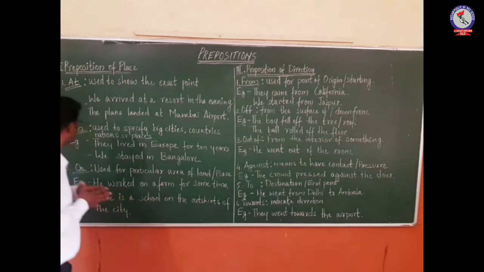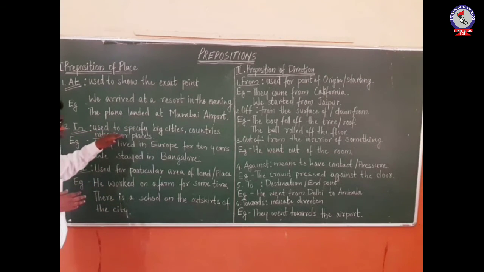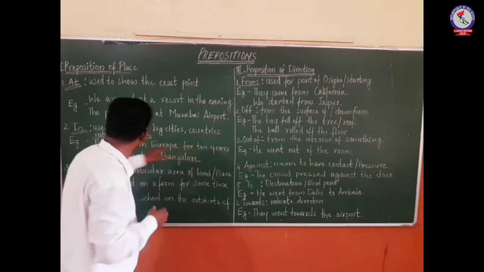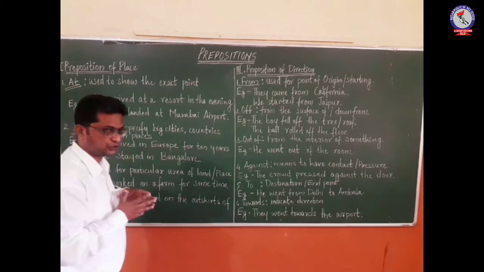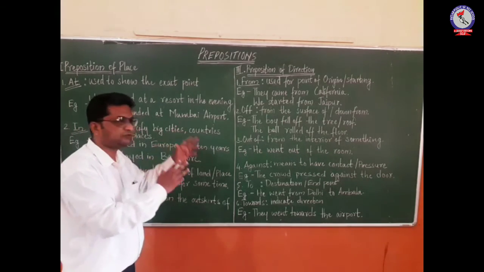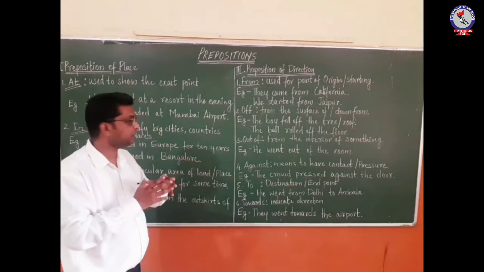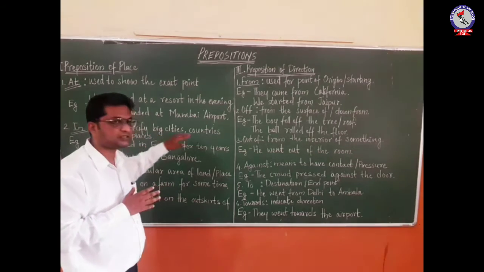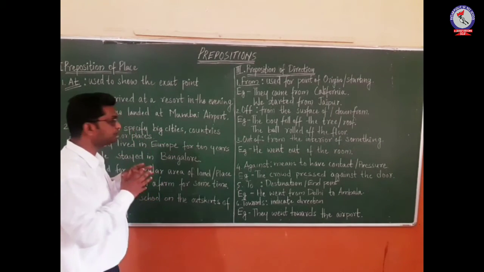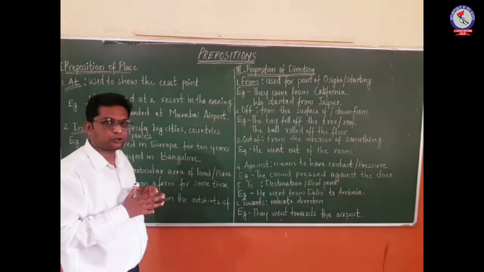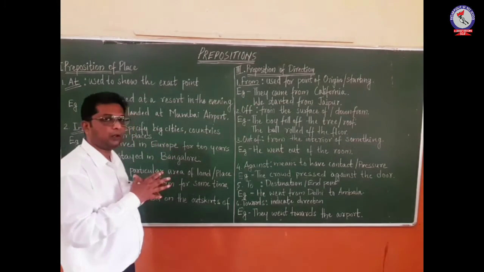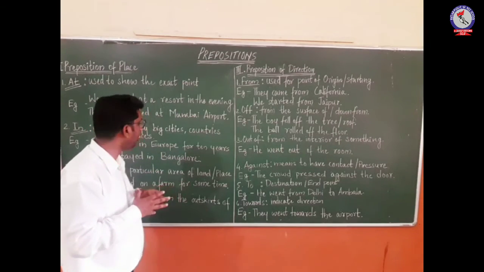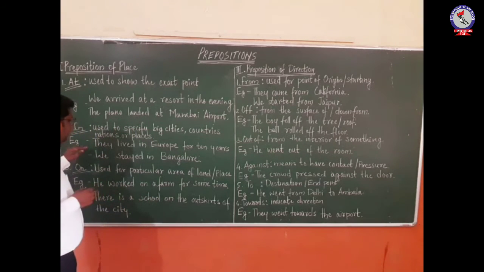See the next, in. In is used to specify big cities, countries, nations or places. In is used to show any big place that includes cities, countries, nations or continents. So whenever we are showing big cities, nations, continents and countries, we can make use of in. Let us see an example here.